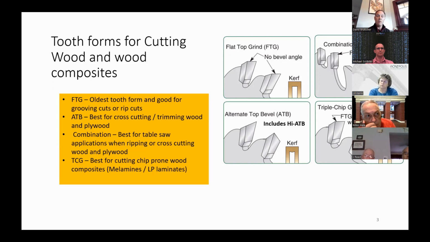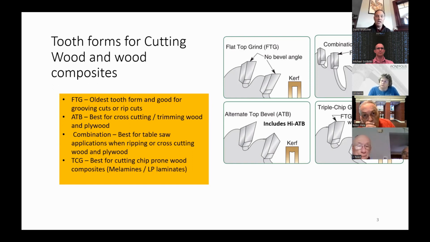Next is alternate top bevel. These are really best for cross cutting and trimming wood and plywood. And it's probably the most diverse blade form out there in terms of the number of manufacturers that have the blades. There are different hook angle combinations with different ATB angles, all of that sort of stuff. So that's a significant number of blades that exist for that tooth form.